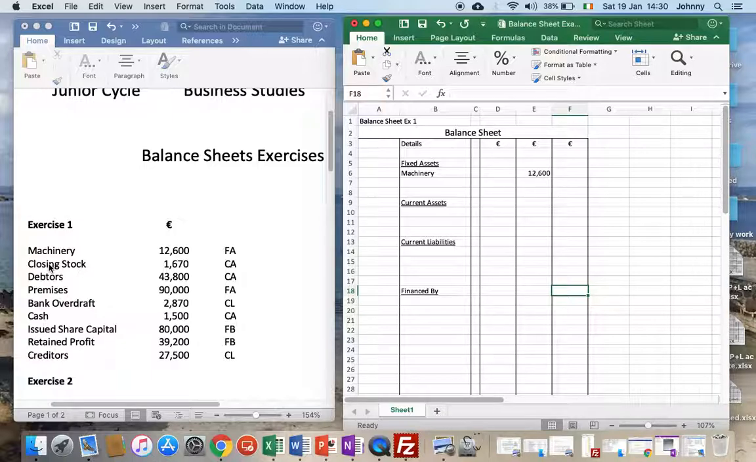Next number we have here, closing stock, 1670, so that's a current asset, so I'll put that in here. Next we have debtors, 43,800, we've called them also a current asset. Again, if you're unsure, the same as what you've been doing with questions before, look at other questions that you've done in the past and see how you actually did it in that question. So you'll be looking at previous questions. We've got premises then of 90 grand.